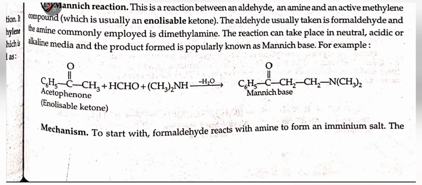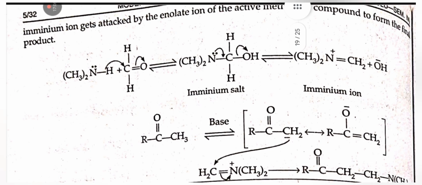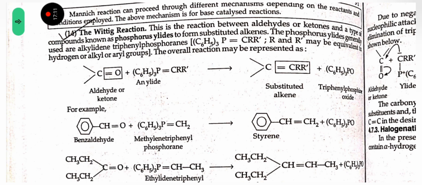Mechanism: to start, formaldehyde reacts with amine to form an iminium salt. The iminium ion gets attached to the enolic ion of the active methylene compound to form the final product. The mechanism is given in which the iminium salt is formed, which will further give the iminium ion, and at last the final product. The Mannich reaction can proceed through different mechanisms depending on the reactant and conditions employed. The above mechanism is for the base-catalyzed reaction.